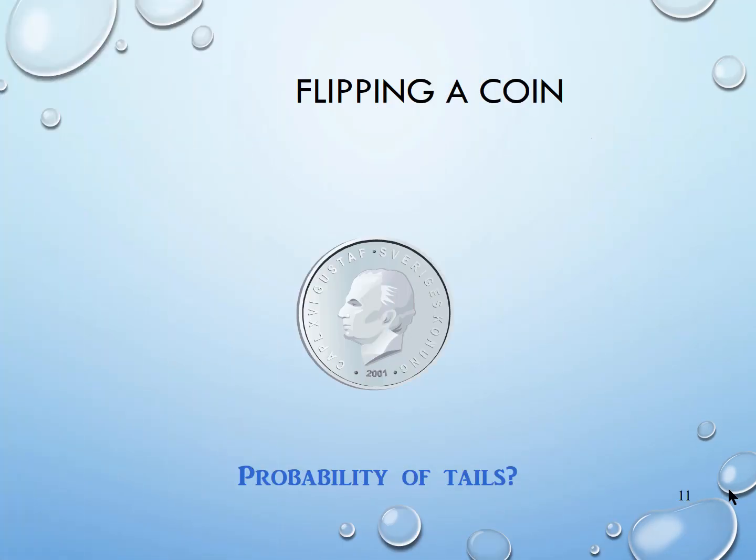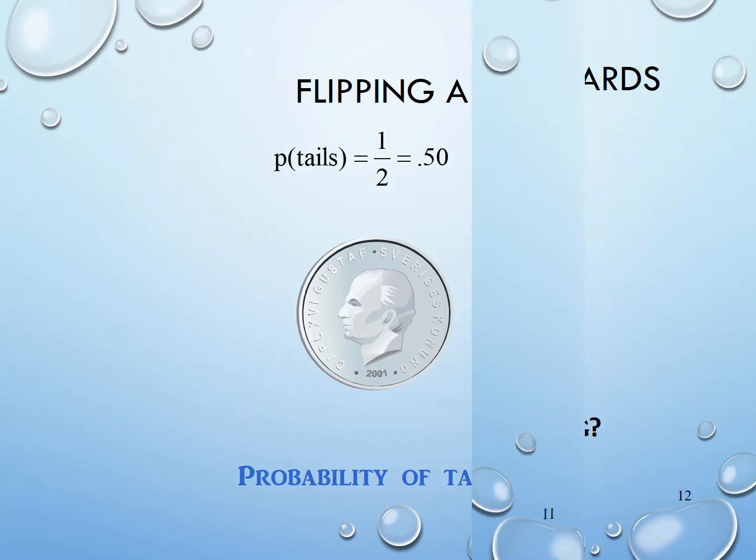Let's look at another example of flipping a coin. So when you flip a single coin, what is the probability of getting tails? The probability is 1 over 2, because we know that there is 1 tail and a coin has 2 sides. So the probability is 0.50, 50-50, right?